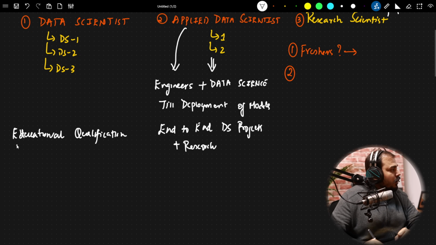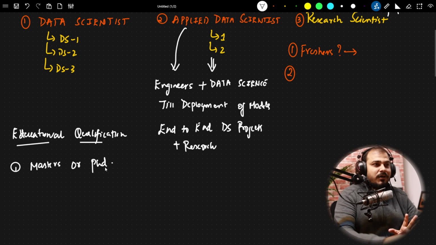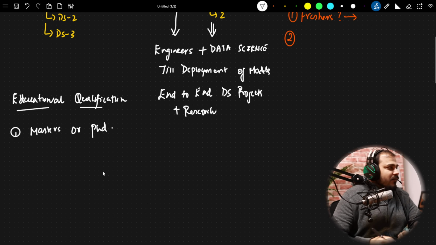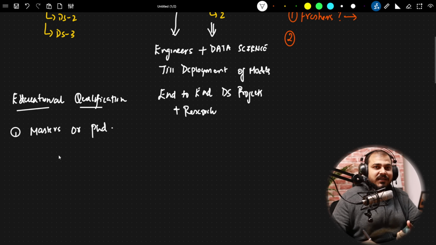If I talk about the educational qualification, first of all, you can have a master's or PhD. That does not mean that many people, Krish, we are BE people or BCom people or BSc people, can't we apply? First of all, they prefer a master's or PhD. It is not like BE people cannot apply.